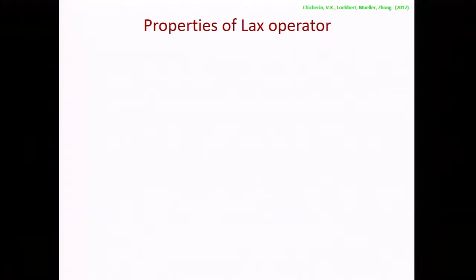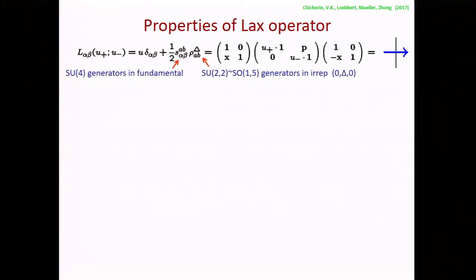For that, I start by defining the so-called Lax operator, which will help us to formulate this Yangian invariance. Since we know that the symmetry of our model is essentially conformal symmetry with the group SU(2,2), it's natural to construct a Lax operator, sometimes called R matrix, as linear in U, the spectral parameter.